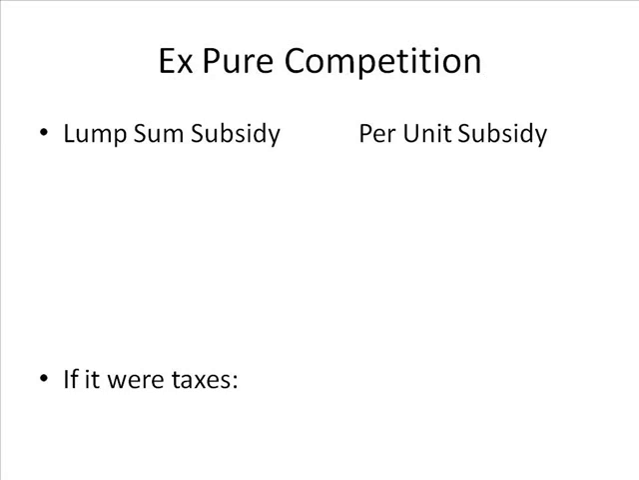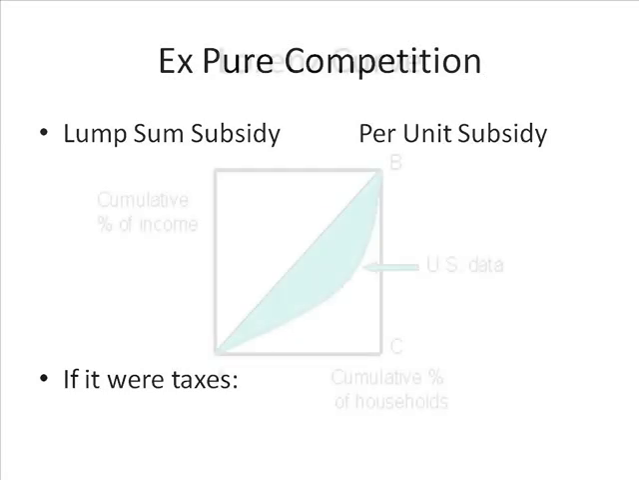Give you a space if you wanted to graph it. The lump sum subsidy, again, you want to draw your MC curve first, then your ATC, and then you can put an MR at equilibrium. If the lump sum subsidy happened, your ATC would shift down. For the per unit subsidy, MC would shift down along with it. If it were taxes, obviously on this slide, the ATC is going to move up because costs go up.